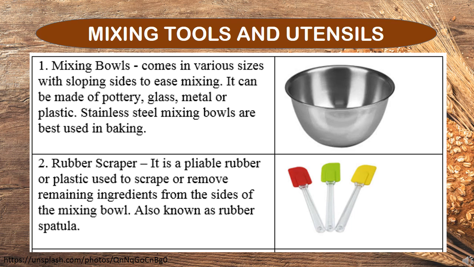Mixing tools and utensils. First is the mixing bowls. It comes in various sizes with sloping sides to ease mixing. It can be made of pottery, glass, metal, or plastic. Stainless steel mixing bowls are best used in baking.